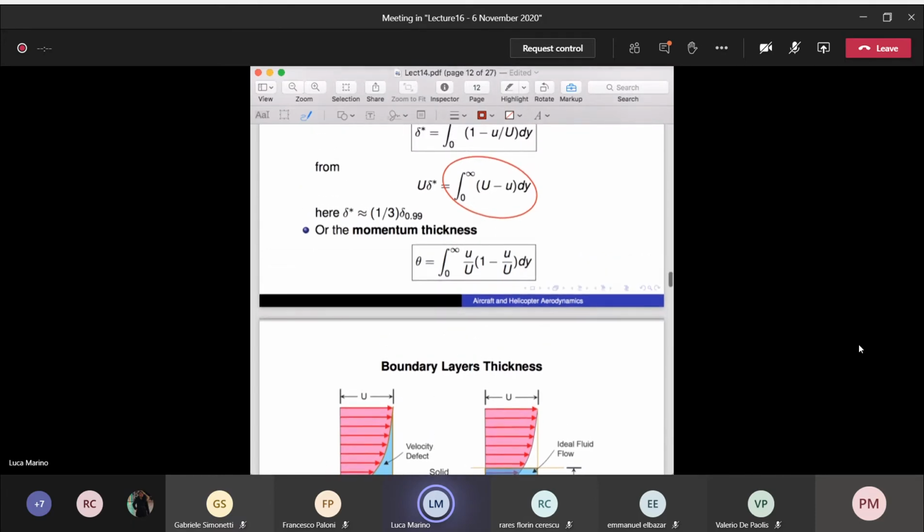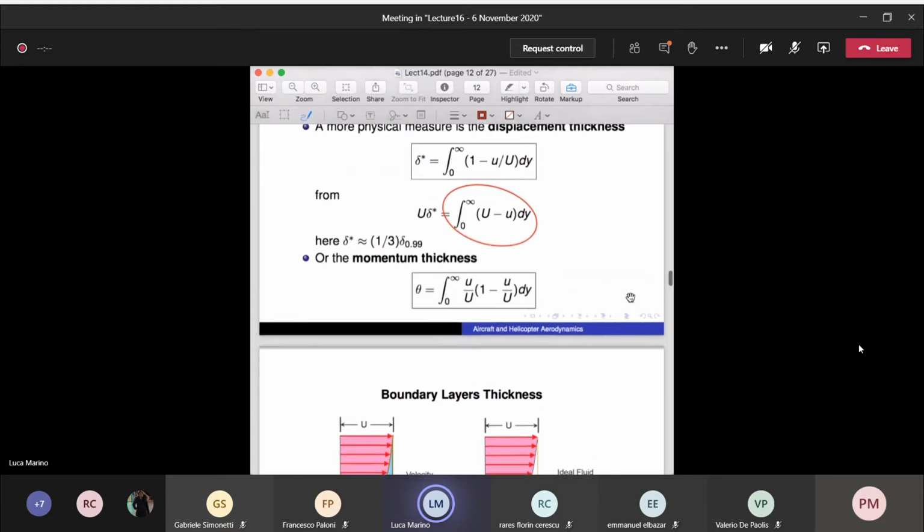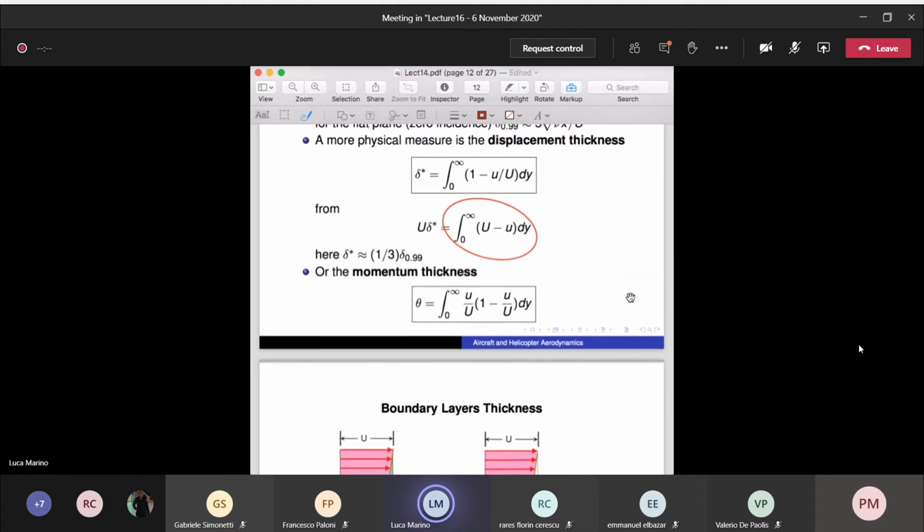Okay, so there is a question on the meeting chart. I do not understand the concept of displacement thickness. Okay, to give an answer, first I make questions.